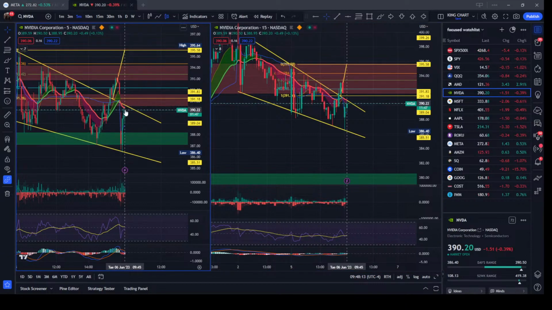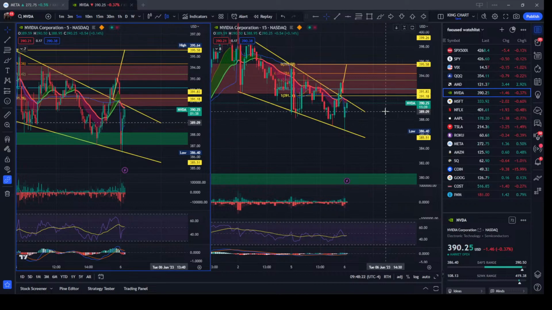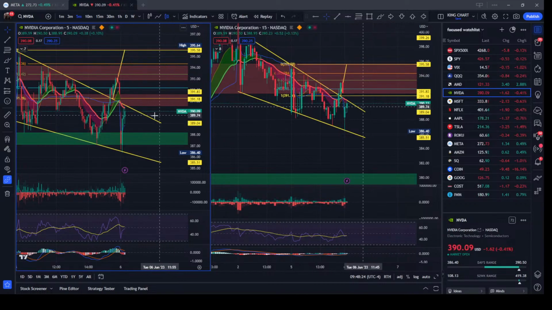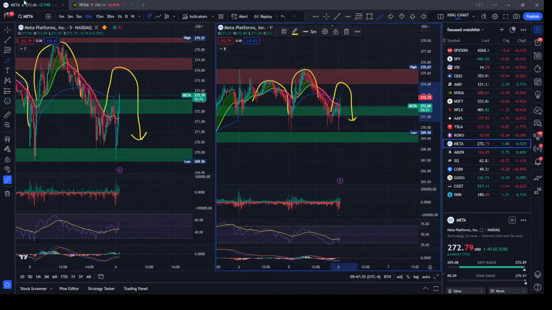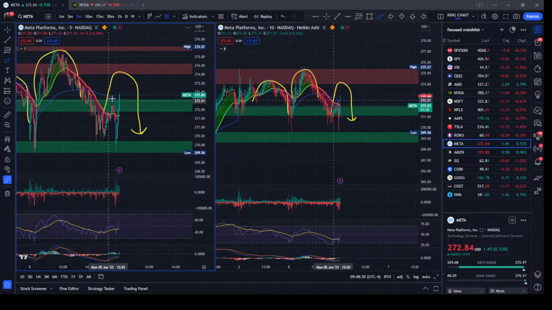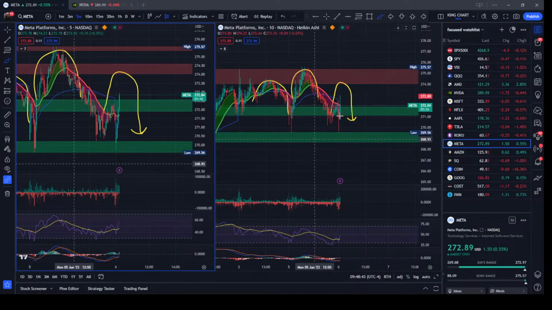Nvidia is getting ready to break out here. 21 EMA on the 15 is right there at 390.73. Once we break that, trend will change to the bullish side on Nvidia. That's why it's having a little bit of an issue there. Meta looks like it's coming. It looks like it's working out just like we planned. We're expecting a rejection around 274 for Meta. Not going to play any sooner. I don't want to get into the move too soon.